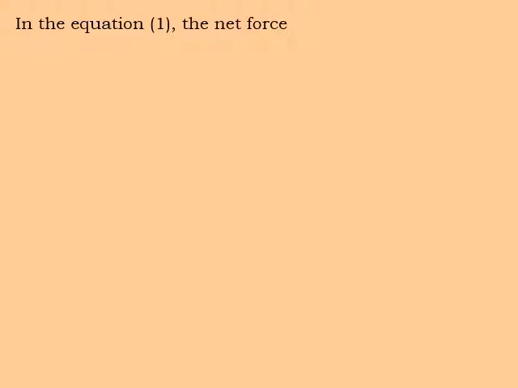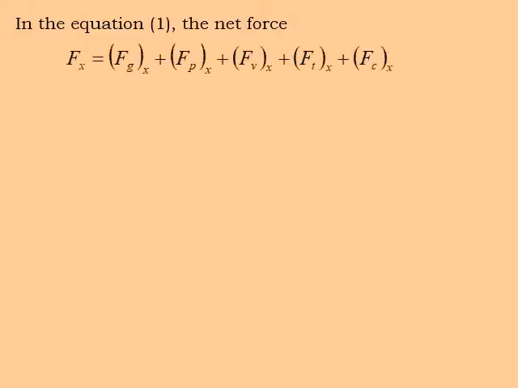In equation number 1, the expression is force equals mass into acceleration, a of x. The net force acting on the fluid element, F of x, the force acting in the x direction, is equal to the force due to gravity, then the pressure force, then F of v, the viscous force, then F of t, force due to turbulence, and F of c, the force due to compressibility. So these many forces are acting on the fluid element in the direction of x. That is the net force acting on the fluid element.